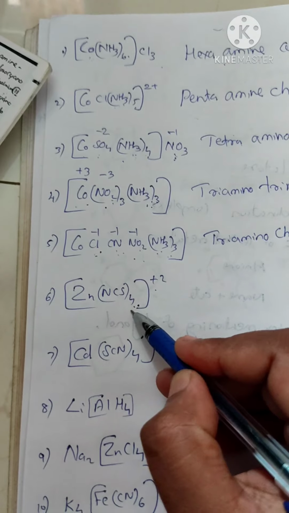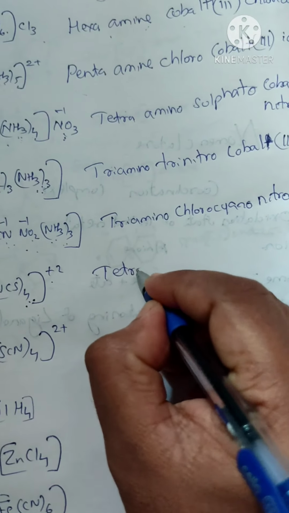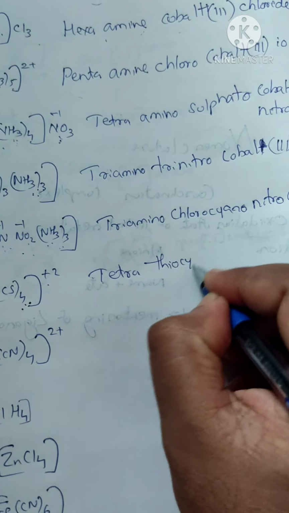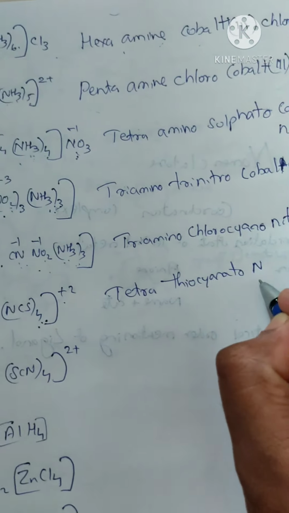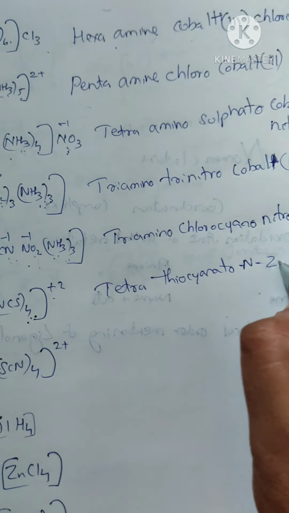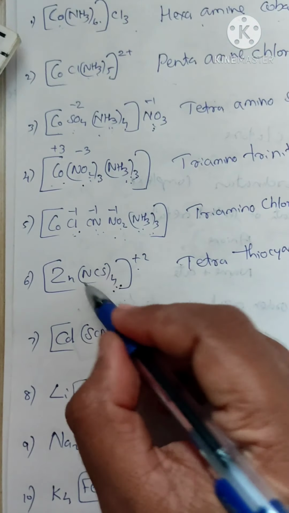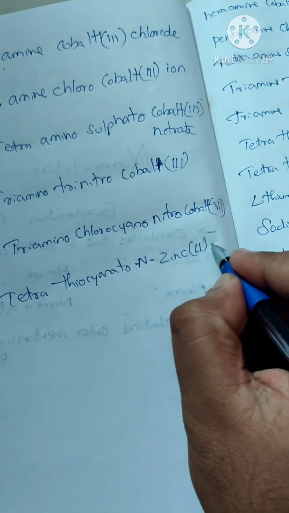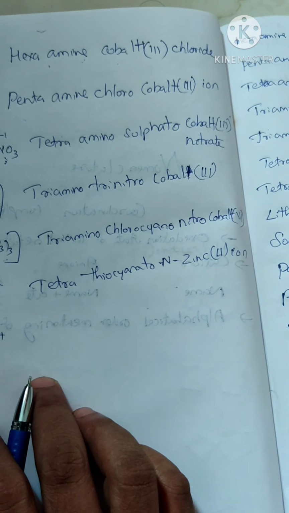And how is it connected to zinc? Through nitrogen. So we have to mention it this way: tetrathiocyanato-N. We have to mention N. Okay, it is connected through nitrogen. Then zinc 2. Why is it 2? Because this is zero charge, so plus 2 oxidation state, zinc 2 ion. Tetrathiocyanato and zinc 2 ion.